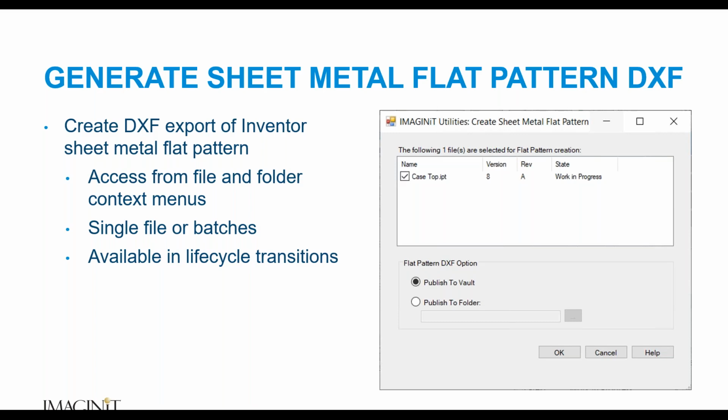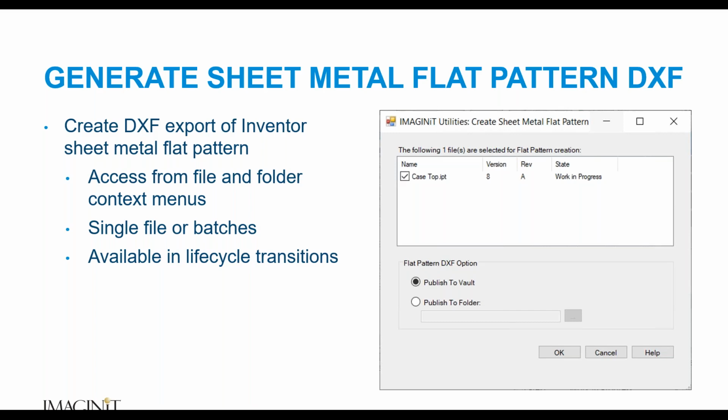out all of the files in that folder, and then you have the ability to pick and choose which ones out of that folder you want to submit to the job processor to get that flat pattern extracted, because maybe not all of those files in the folder would necessarily be a sheet metal file. So it does give you the ability to kind of pick and choose when you select the folder.